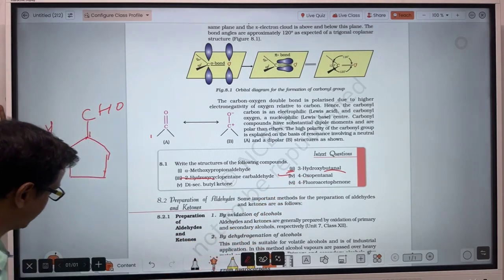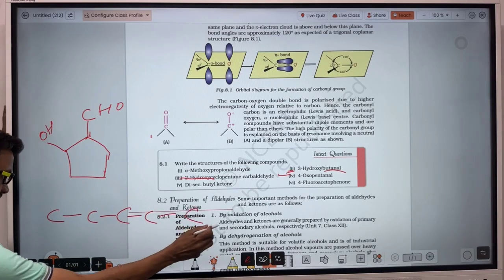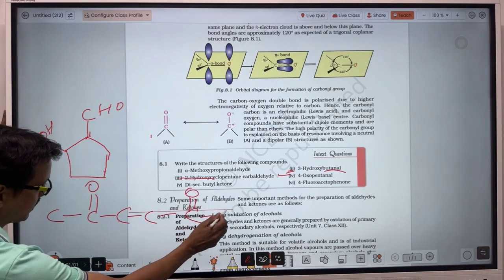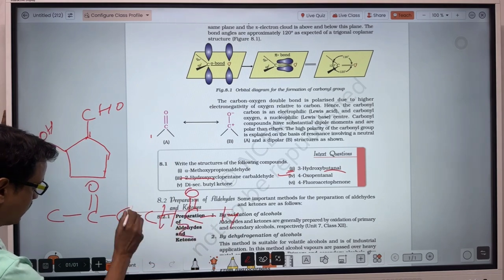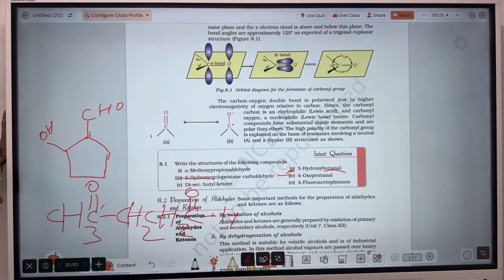4-oxopentanol, so that is 5 carbons, 1 2 3 4 5, and 4-oxo, so 1 2 3 4, here a double bond, and pentanol means here a double bond O and here H. Then the remaining, balance them according to their tetravalency.